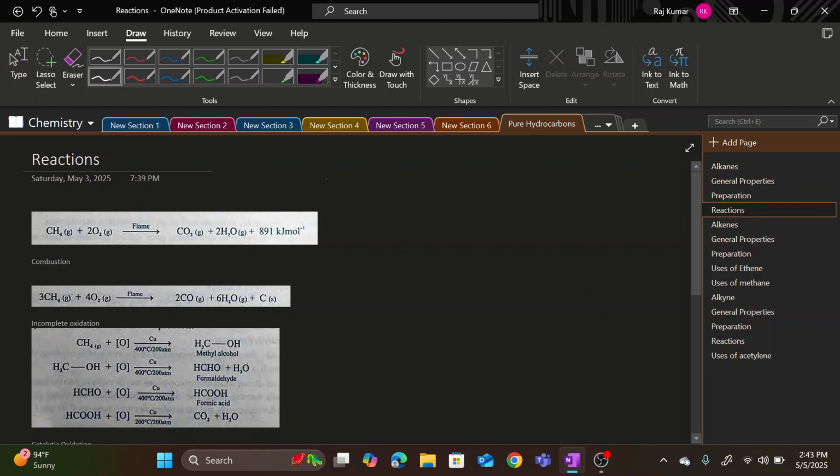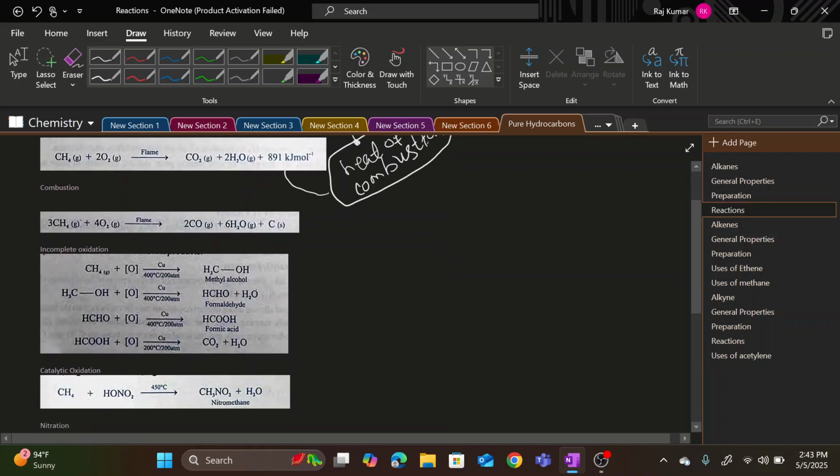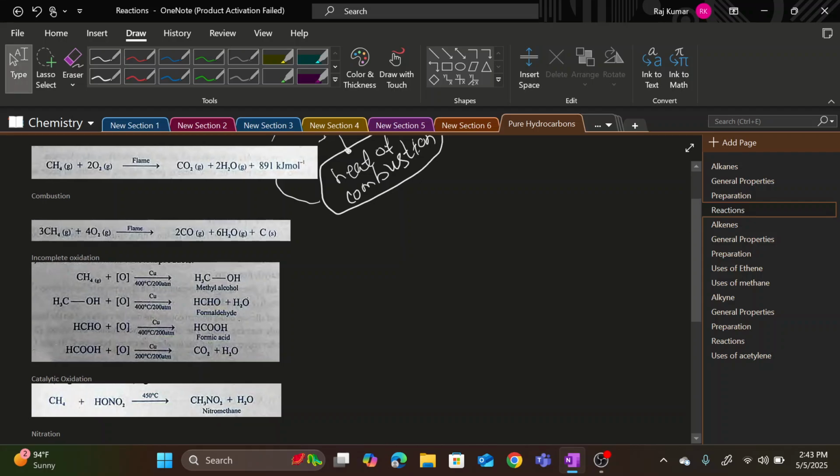An important point to be considered here is that when 1 mole of hydrocarbon is combusted in the presence of oxygen, it's going to produce heat. The heat which is evolved is known as heat of combustion, and the heat of combustion for methane is 891 kilojoule per mole. Now let's move on to another part, which is oxidation.